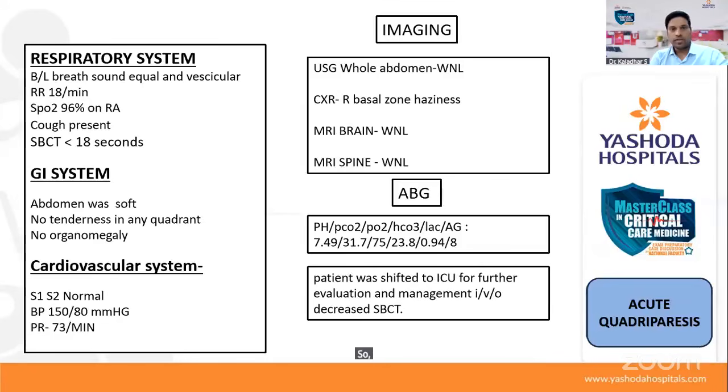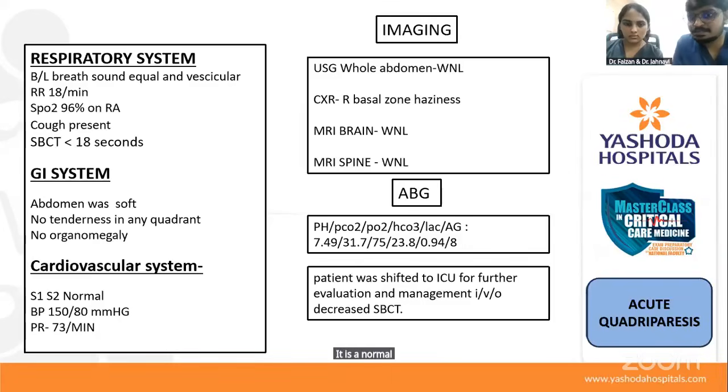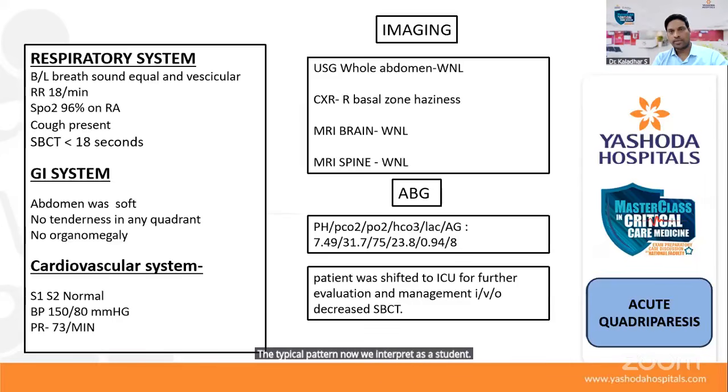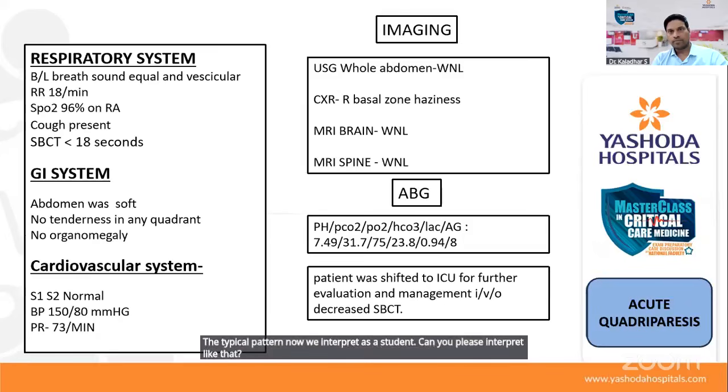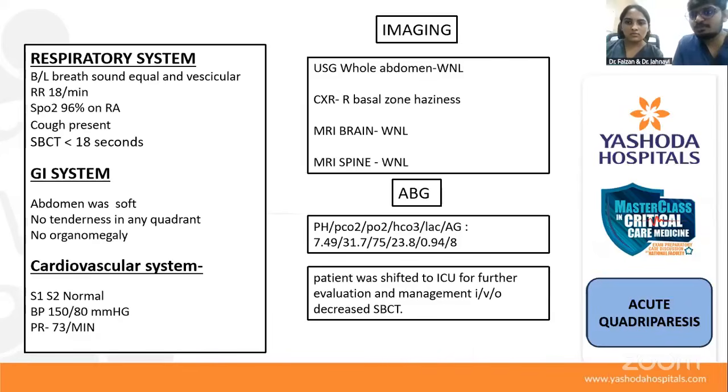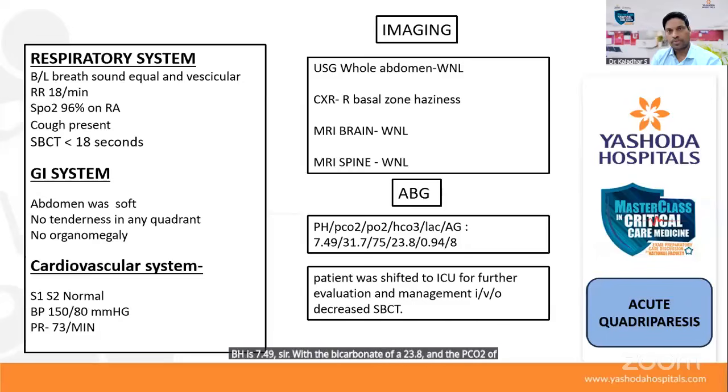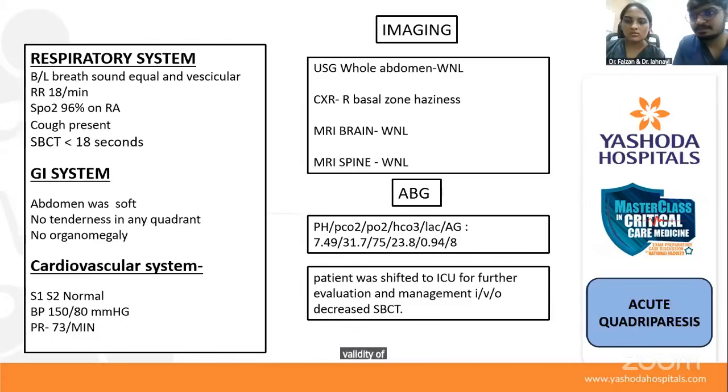So you mentioned in your ABG, can you interpret the ABG? It is normal. There is a respiratory alkalosis, sir. pH is more than 7. The typical pattern of how we interpret as a student, can you please interpret like that? pH is 7.49, sir, with a bicarbonate of 23.8. The first and foremost step in any ABG is the validity of the ABG, sir. So how do you check the validity?